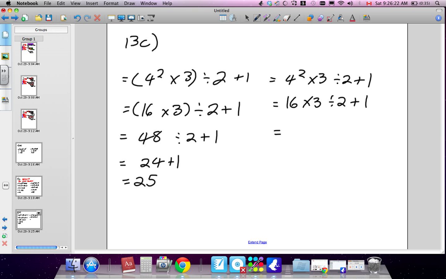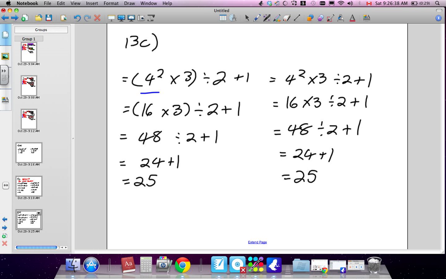Now without them. You do exponents. 16 times 3 divided by 2 plus 1. Good. Then multiplication. 48 divided by 2 plus 1. You do division. Then you do 24 plus 1. 25. Oh, we got the exact same answer.